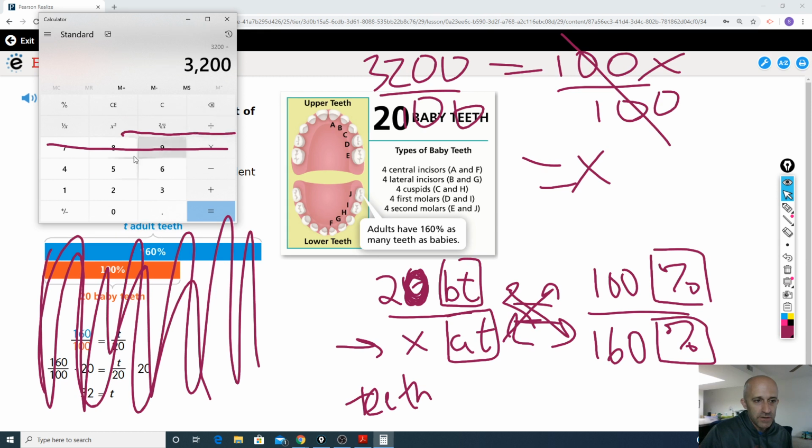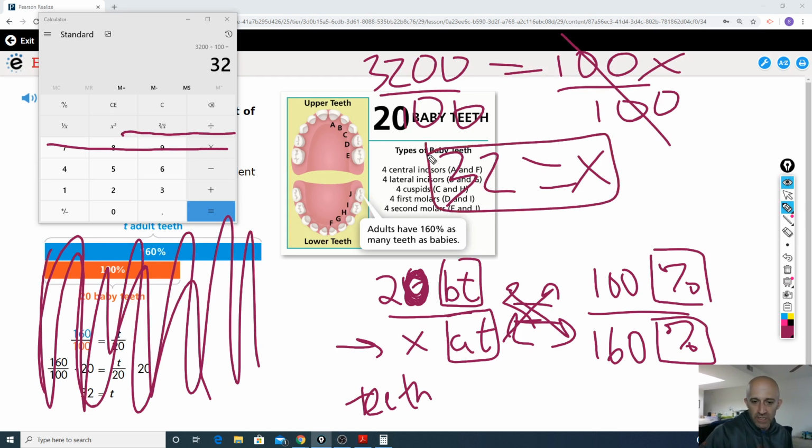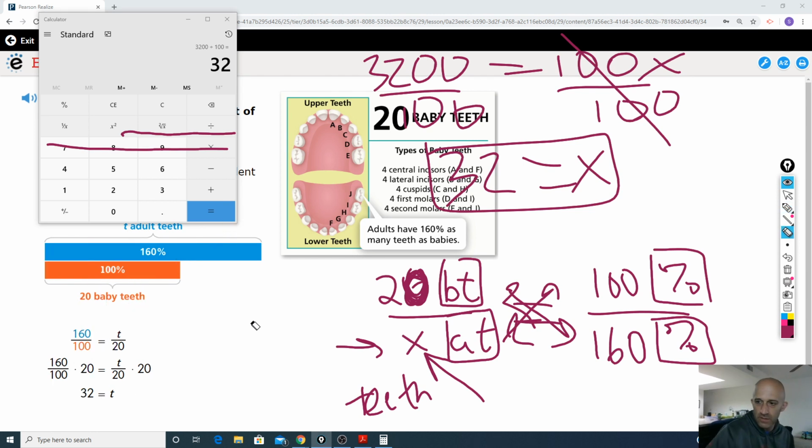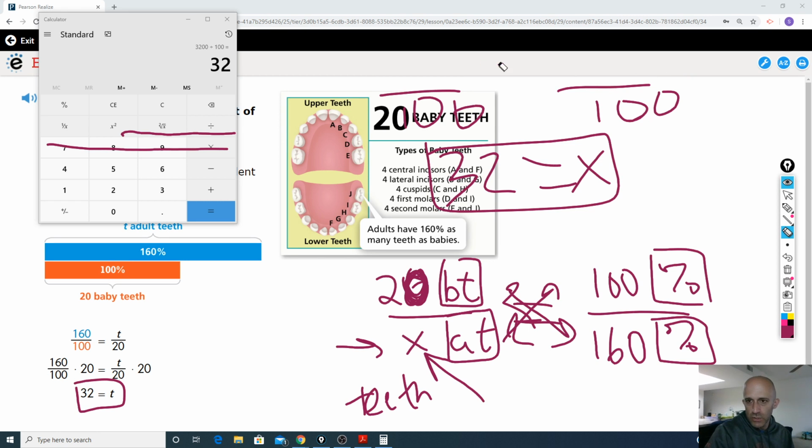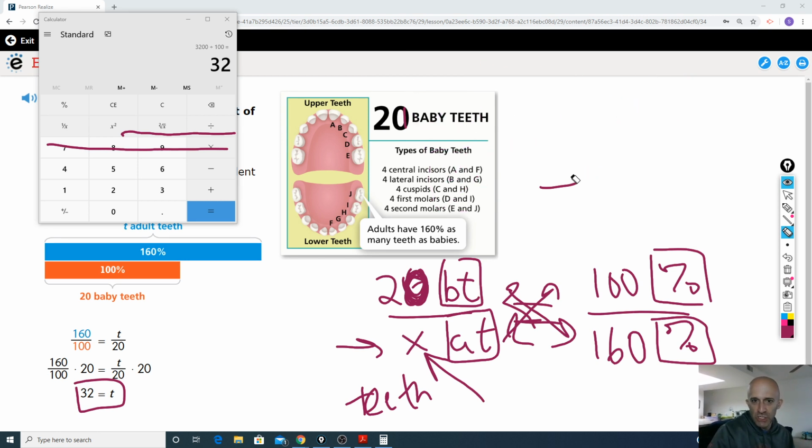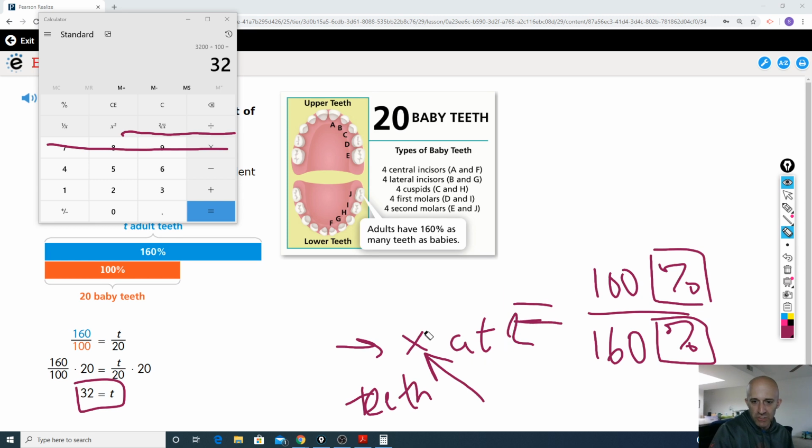Obviously, if I take 3,200 divided by 100, it's going to give me 32. And 32 is equaling our adult teeth. And what do we have right here? 32 equaling t. Again, it's how you want to determine that, but in this instance, that's what I would think would be a good way of doing this. That's setting up two equivalent ratios to be able to find something in relation to percent.